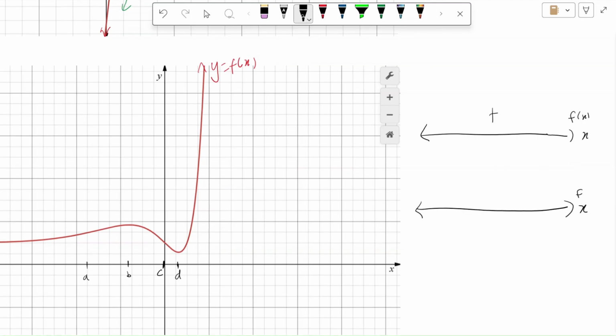Here we have x and f dash of x. We've got to put our turning points on. There seems to be one at B and D. So we're going to do that. B and D. It slopes up, then down, then up.